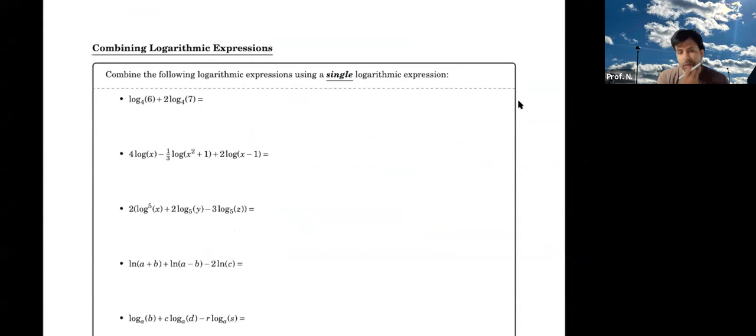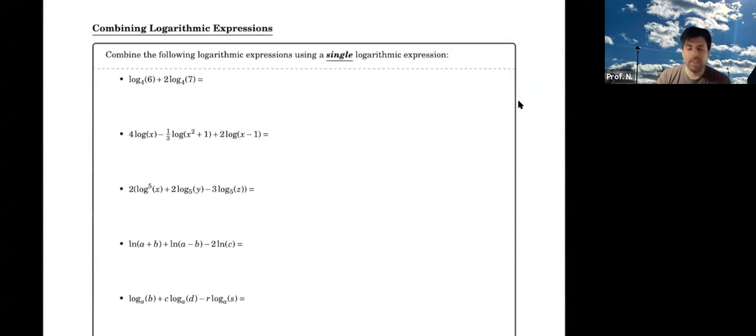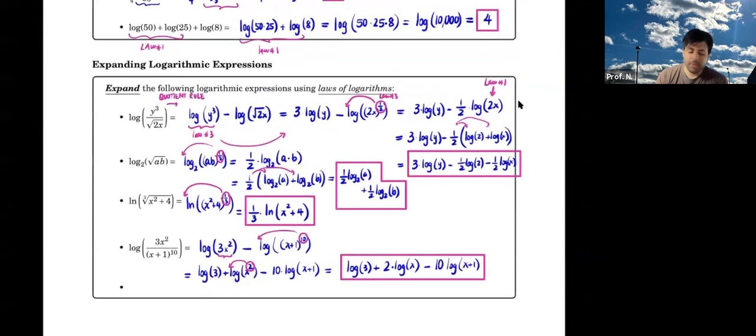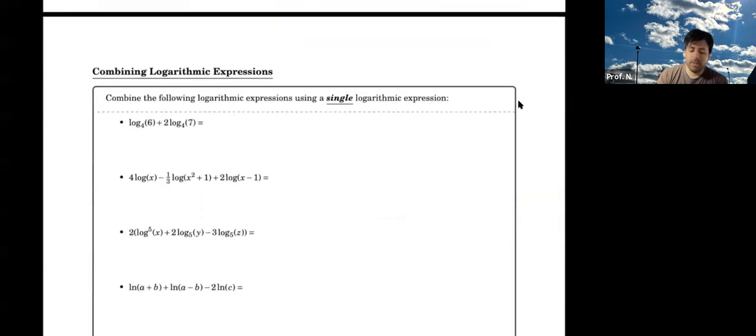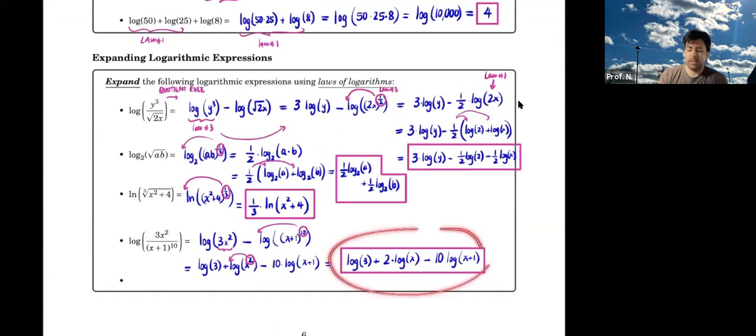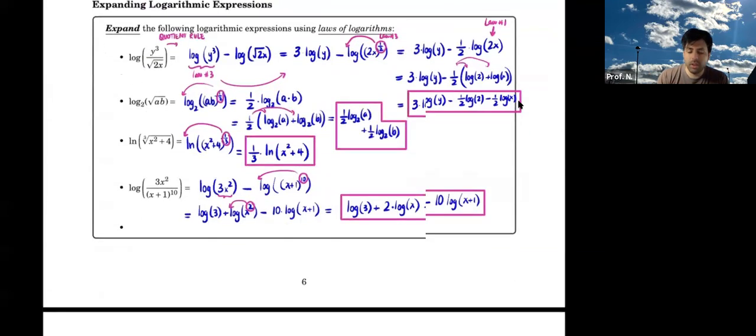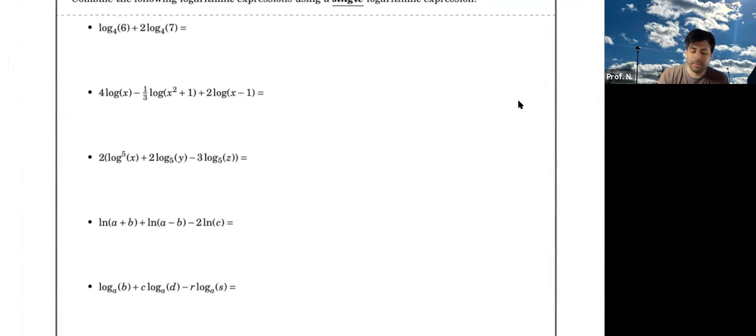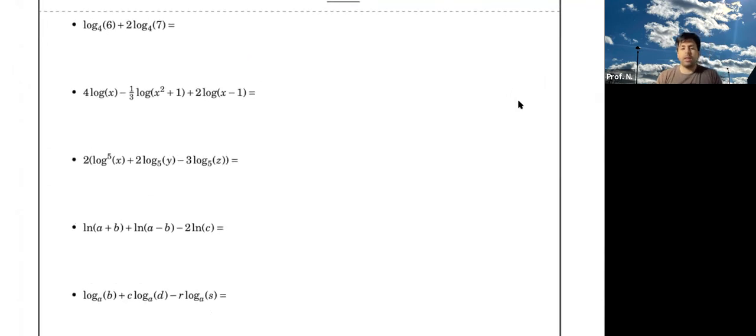And of course, we're always learning how to do one thing and then undoing it, or going in reverse, right? So in the past 4 examples, we've been dealing with expanding logarithmic expressions. And now we're going to be combining them. So we're going to go backwards. So now we're going to be given an expression that's expanded, and we want to put it back into a single logarithmic expression. So again, we still have to apply the rules, but now we're going to apply them in the opposite fashion.